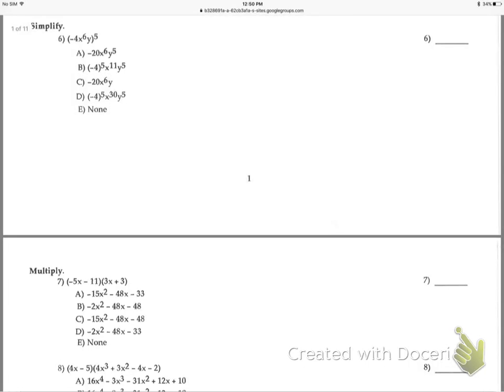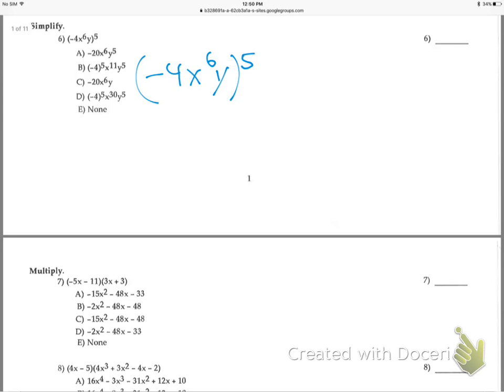Okay, so we're on number 6 now. So minus 4x to the 6th y, all to the 5th power.